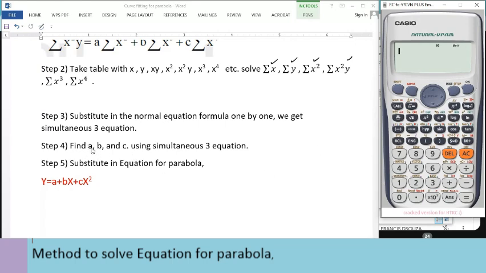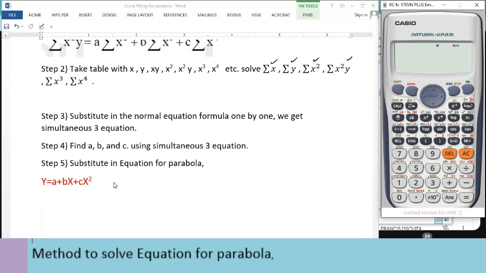So we'll just see how we are going to find a, b, c using the 3 simultaneous equations. Lastly, after finding a, b, c from the 3 simultaneous equations, we substitute in the parabola, that is y is equal to a plus bx plus c x square, and then we get our fitted second degree parabola.